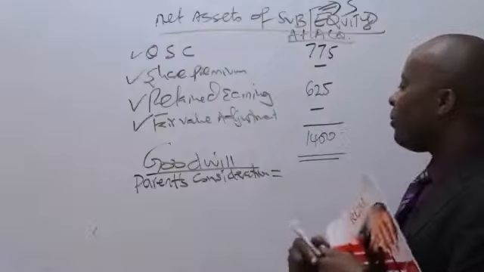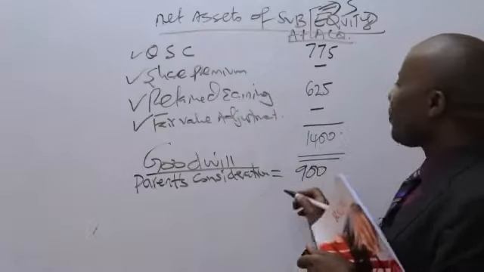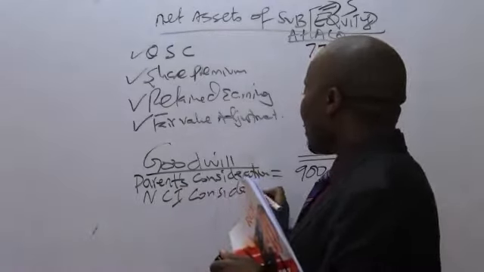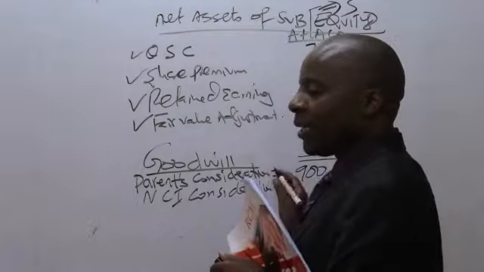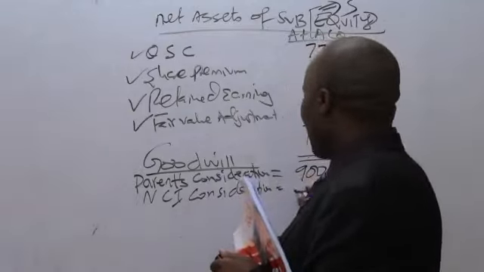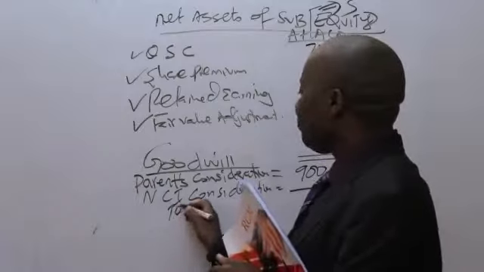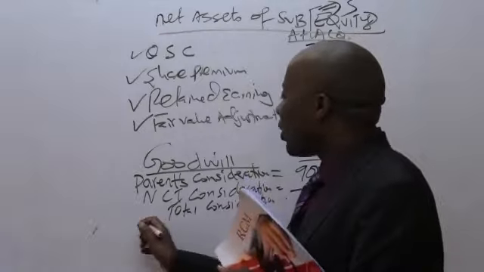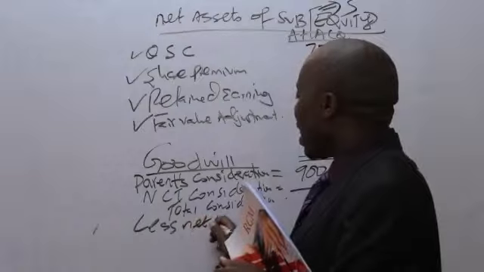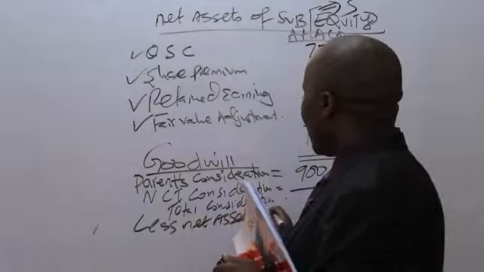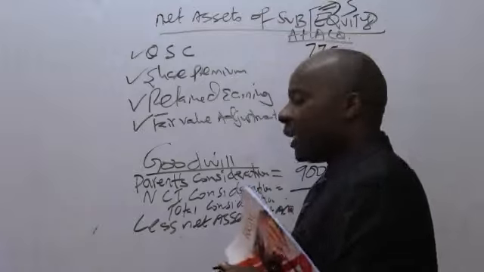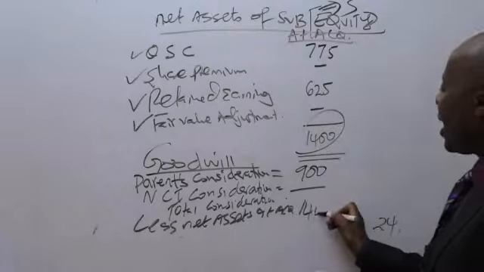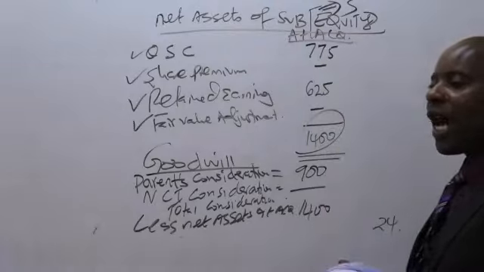So in this case, we have the parent's consideration, you write 900. Then you say, remember the parent never bought everything. NCI's consideration, first you leave a space. So here you say total consideration, first you leave it. Then below you say less net assets at acquisition. Are you able to see the net assets at acquisition? They are these ones. It is 1,400. That is the net assets at acquisition.